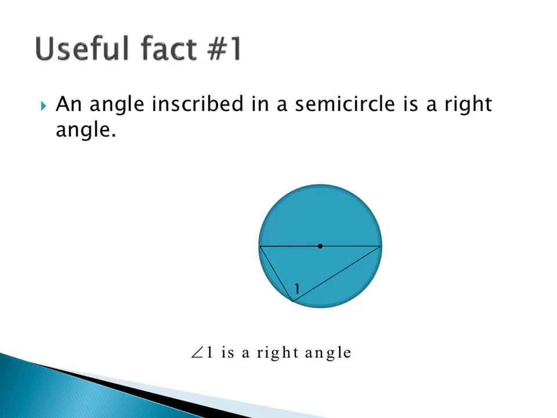All right, so useful fact number 1 says that an angle inscribed in a semicircle is a right angle. So this is just the application of what we talked about, okay? If you've got the angle inscribed where the 2 sides are on the outside of the diameter, it's 90 degrees. And if it's 90 degrees, it's a right angle. That's all the link is here.